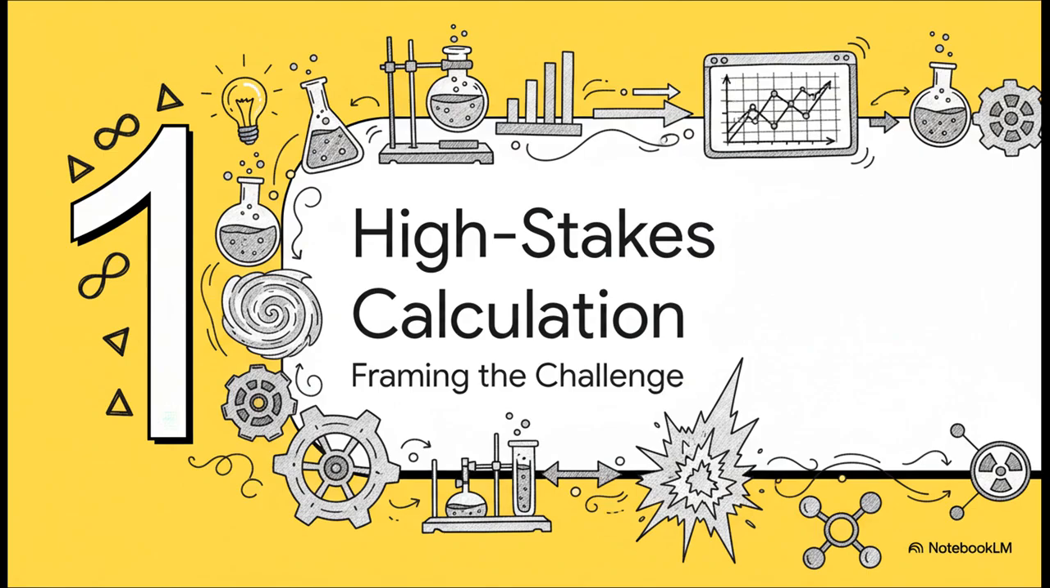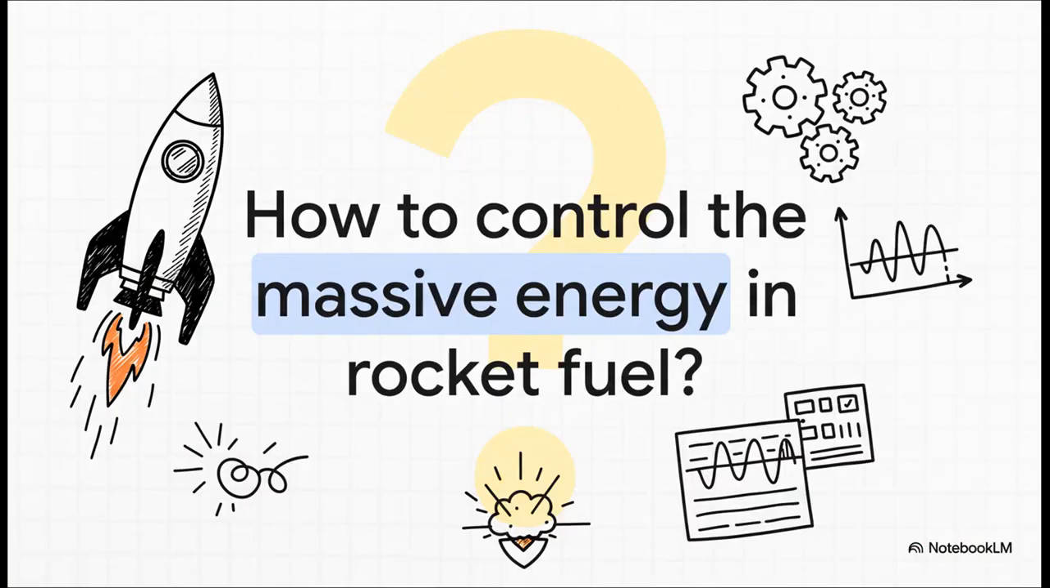All right, first things first, let's frame the challenge here. This isn't your high school chemistry experiment. We are talking about calculations where the stakes are, well, astronomically high. I mean, really think about it for a second. How do engineers know, for sure, what's going to happen when they ignite literally tons of rocket propellant? Getting it wrong? That's not an option. So, how do they nail it?